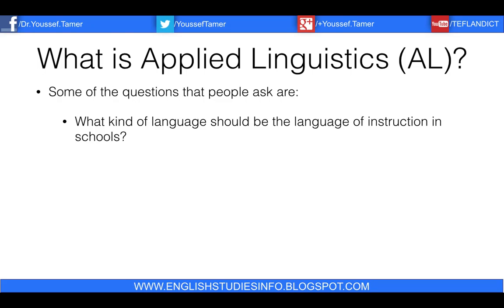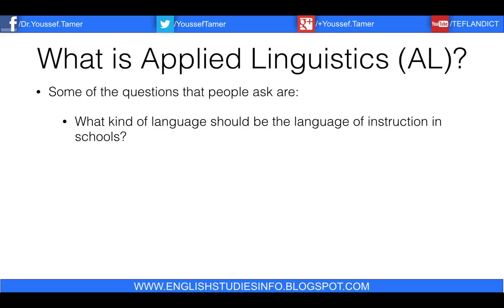It has nothing to do with phonology. Well, not nothing. It has something to do with phonology, but phonology alone can't help answer this question. Phonetics alone can't help answer this question. Except for morphology, syntax. So this is applied linguistics. What kind of language should be the language of instruction in schools?